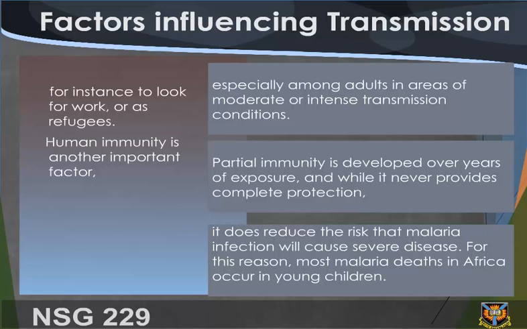Human immunity is another important factor, especially among adults in areas of moderate or intense transmission conditions. Partial immunity is developed over years of exposure, and while it never provides complete protection, it does reduce the risk that malaria infection will cause severe disease. For this reason, most malaria deaths in Africa occur in young children.